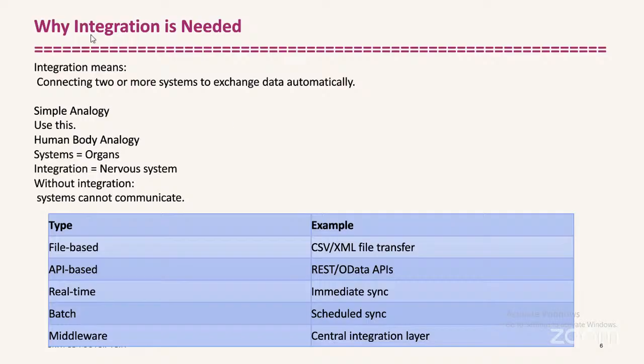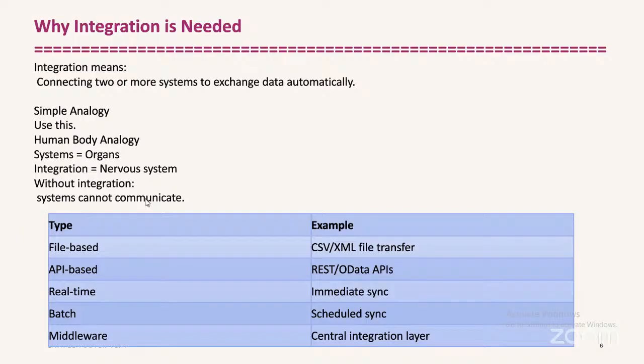I will explain this integration with a simple analogy, the human body analogy. Consider systems as our organs. Integration is like our nervous system. Without integration, systems cannot communicate. Without integration, we cannot communicate with the different systems.